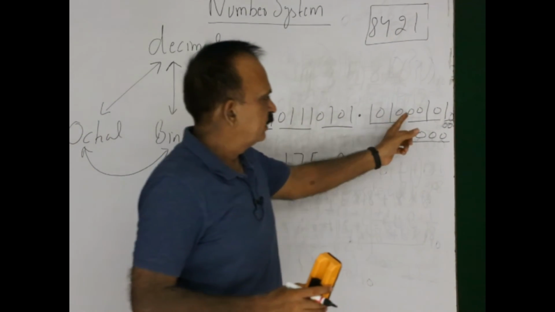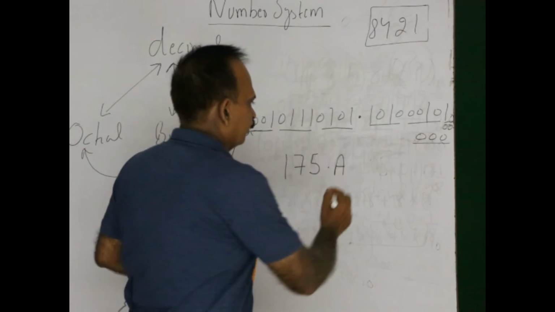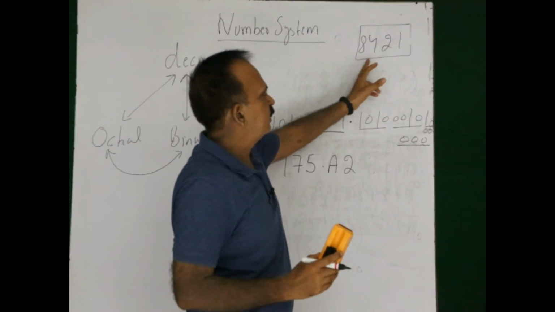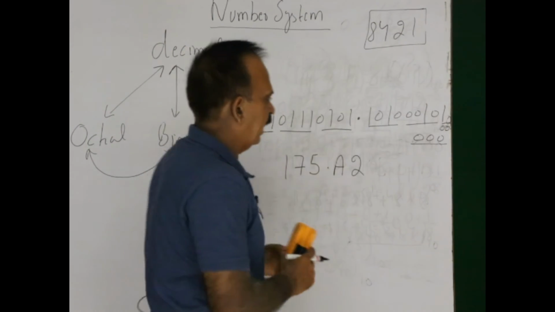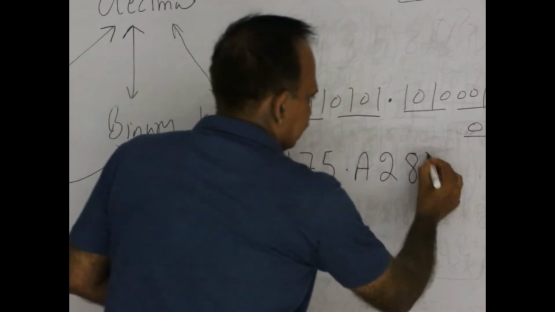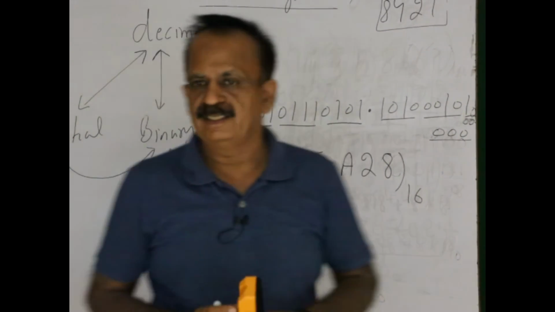The next one is 0, 0, 1, 0, 0, 0, 1, 0. I hope the equivalent will be 2. And the last one is 1, 0, 0, 0. And this equivalent is 8. This is the hexadecimal equivalent of the given binary number.